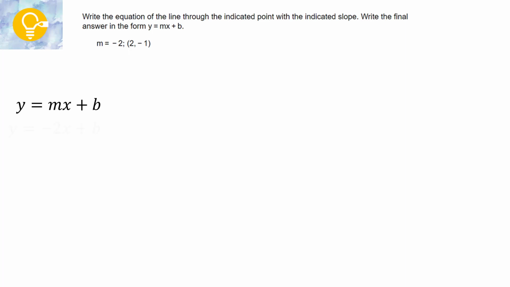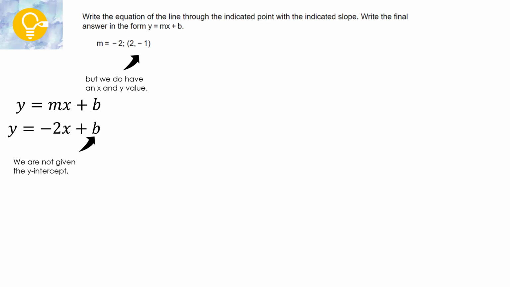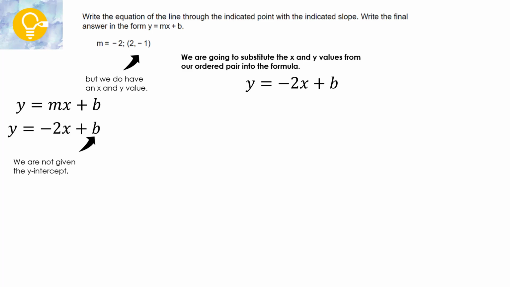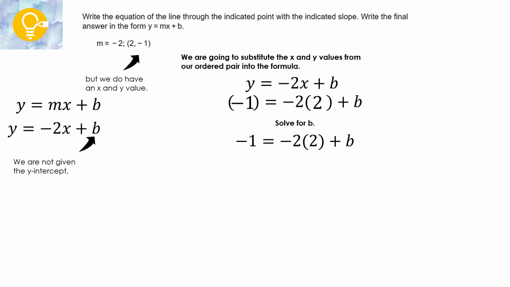For this one, right away, we know that negative 2 is our slope, so we're going to put negative 2 in for m. The problem is we're not given the y-intercept, but we do have an x and y value. What we're going to do is substitute the x and y value from the ordered pair into the formula. The y value is negative 1, the x value is 2. We need to solve for b. Negative 2 times 2 is negative 4. I need to get b by itself, so I add 4 to both sides, which gives us b equals 3. Cool! Our y-intercept is 3.